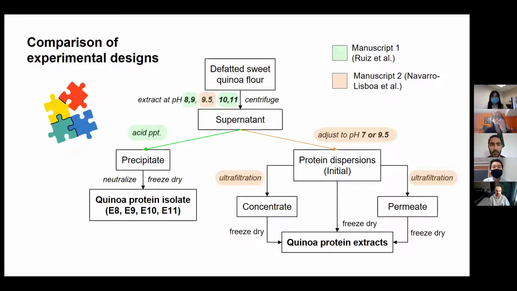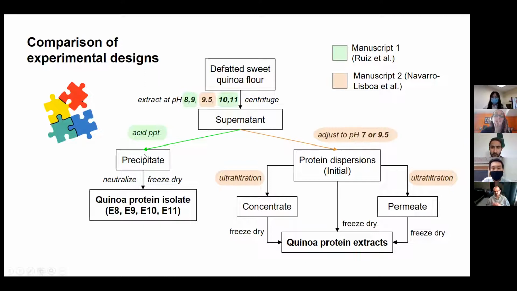And then this next slide over here is just a combination of both papers and what they did. I've separated what they did to help visualize how they performed their experiment by color coding them. So the green is for the first paper and the orange reflects the second paper. So they started with the defatted quinoa flour. They extracted them at a pH range of 8 to 11 to solubilize the proteins. And then they centrifuged them and collected the supernatant.